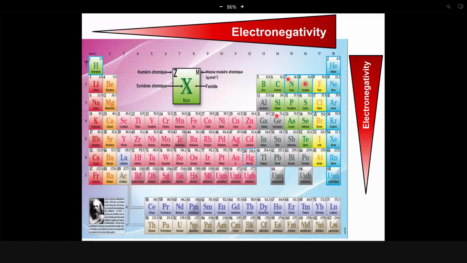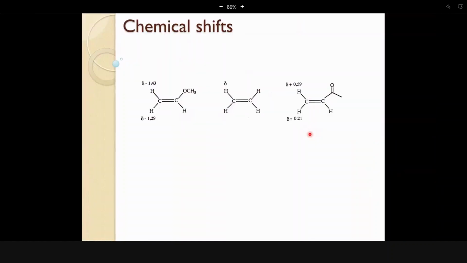So let's do this small exercise. So we start from this molecule. This is the reference. It's the ethylene. Let's say that the value of the chemical shift of each proton there is the same. Let's say the value is delta.